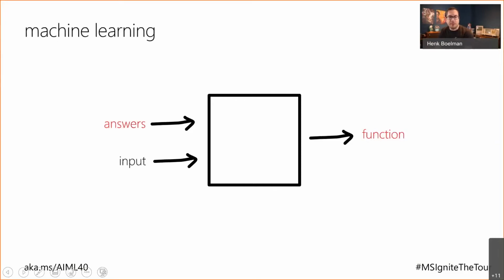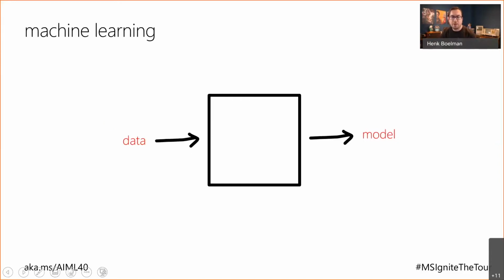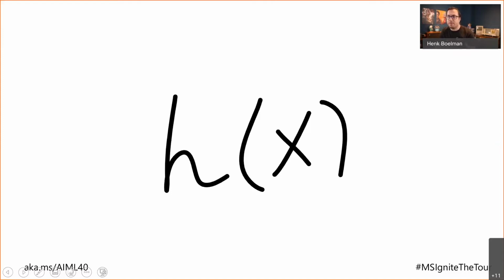But with machine learning, that is shifted. So instead of me programming the function, the computer creates that function by giving it a bunch of answers, running input through it, training it, and I have a function. In other words, that function is called a model. What is in that square is basically just a function, but it is generated by the computer. And we are going to look at how we can generate that function.